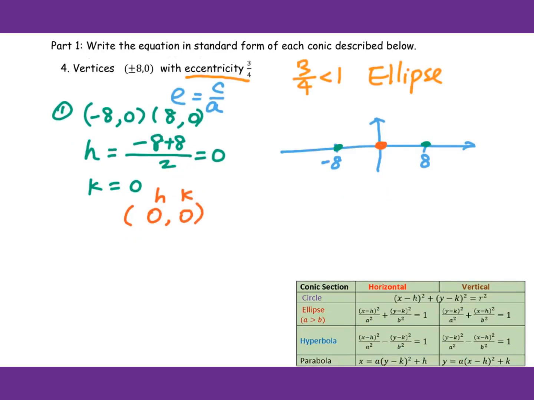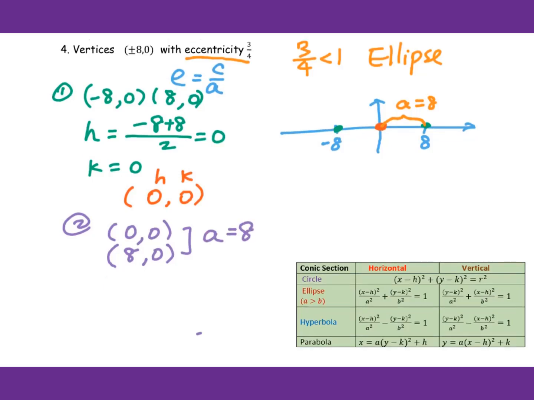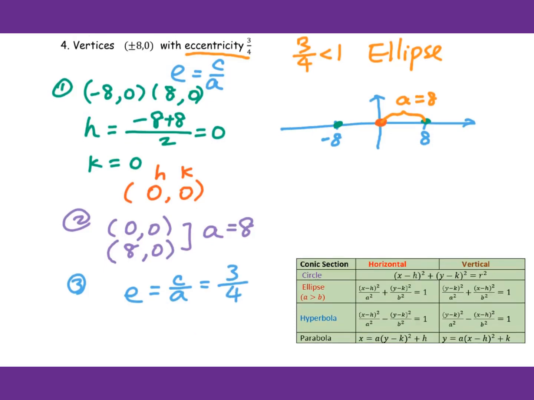Then from this center to this 8, that will be A. A equals 8. So second step, I can get 0, 0. I use 8, 0. That means A equals 8. Third step, using E equals C over A, that is 3/4. I plug in A is 8, equals 3/4. Then we cross multiply. You will get C equals 6.